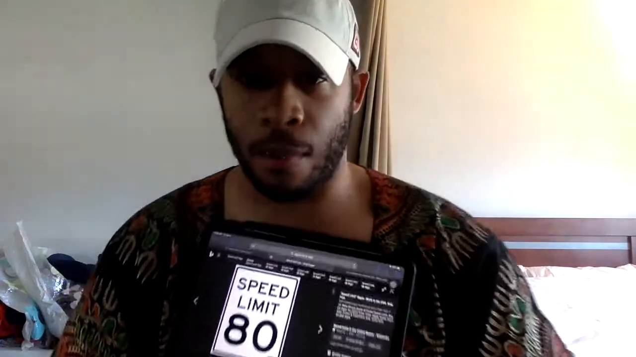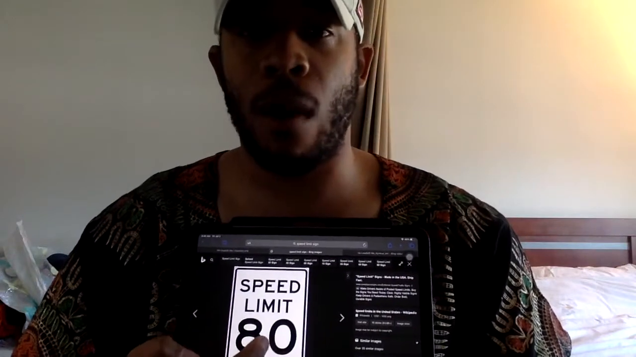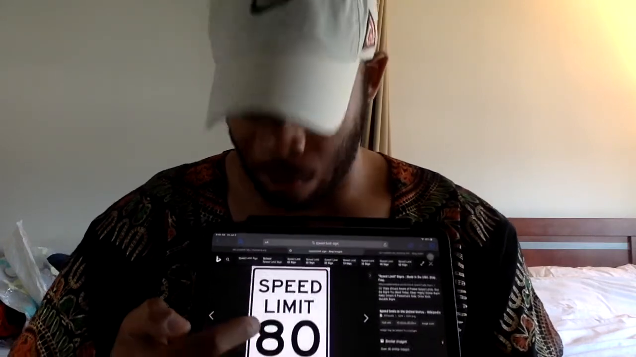Let me see if I can find a speed limit sign for you right now. So we have a speed limit sign that says 80. Right? So we understand that this spot right here, if you can see that, is what we call the ones place. And so there is no one, there is a zero. We then see the 8 in the tens place. Therefore, that means it's 80.